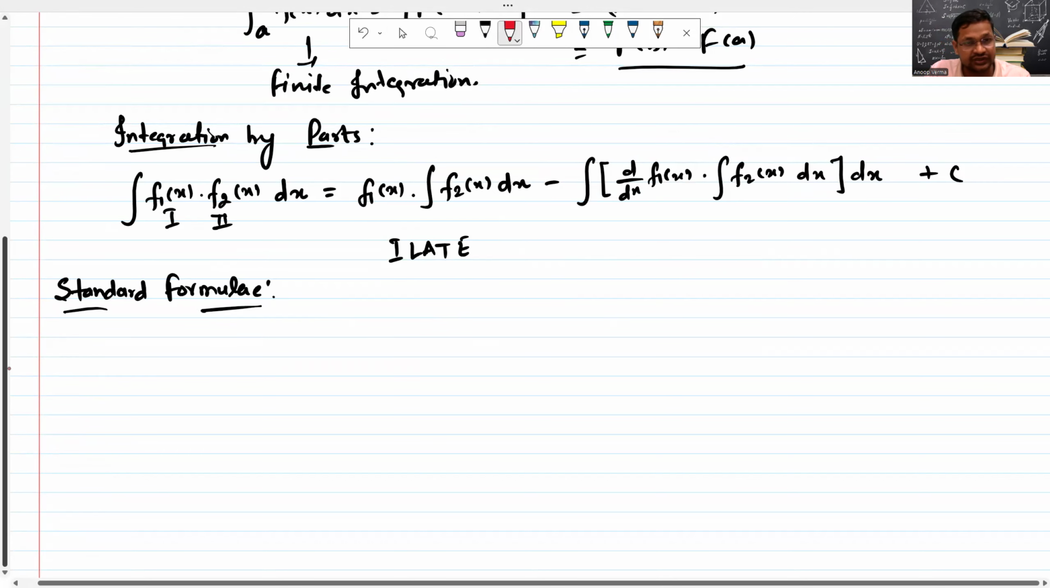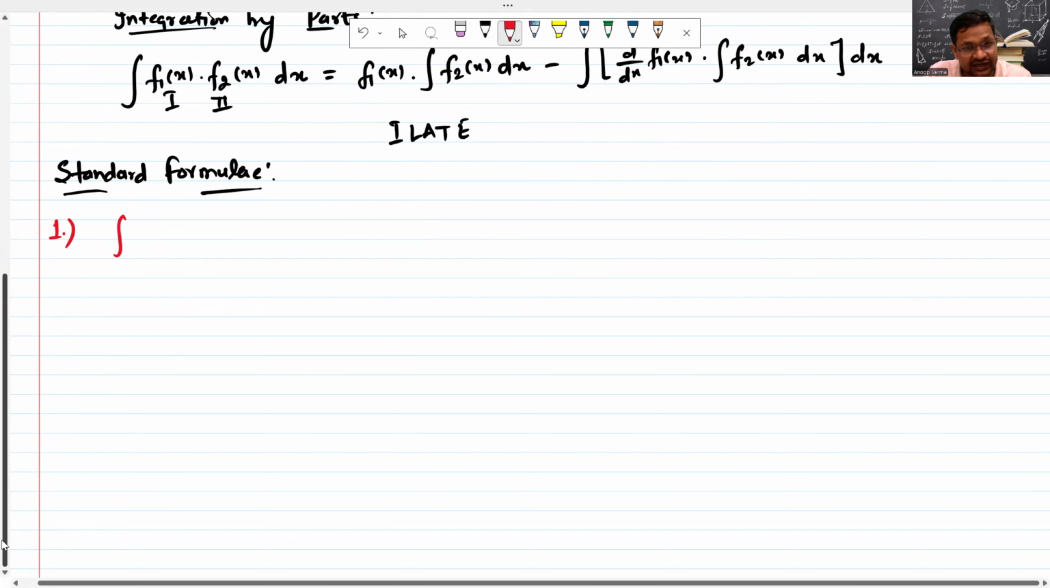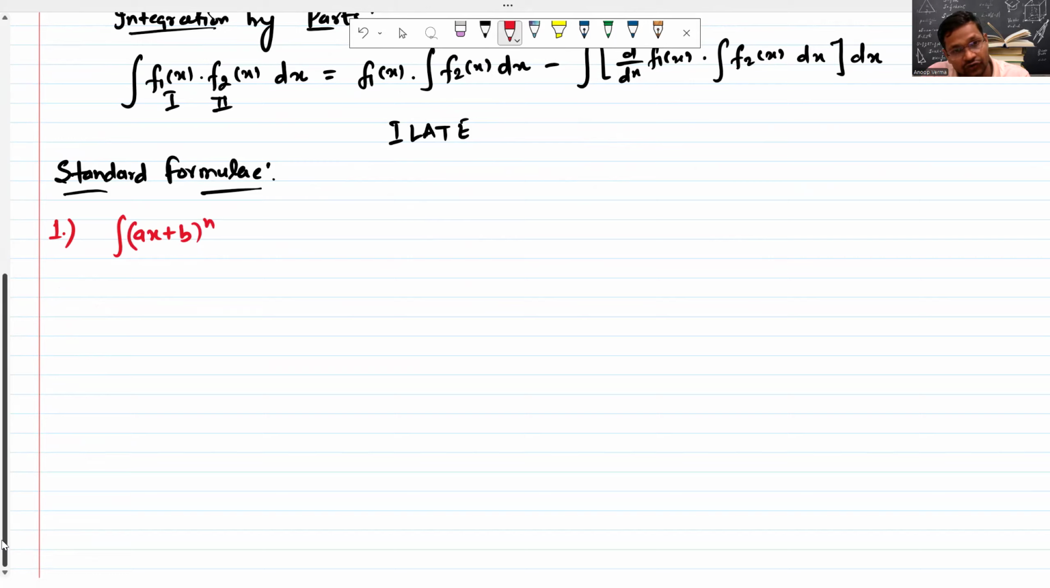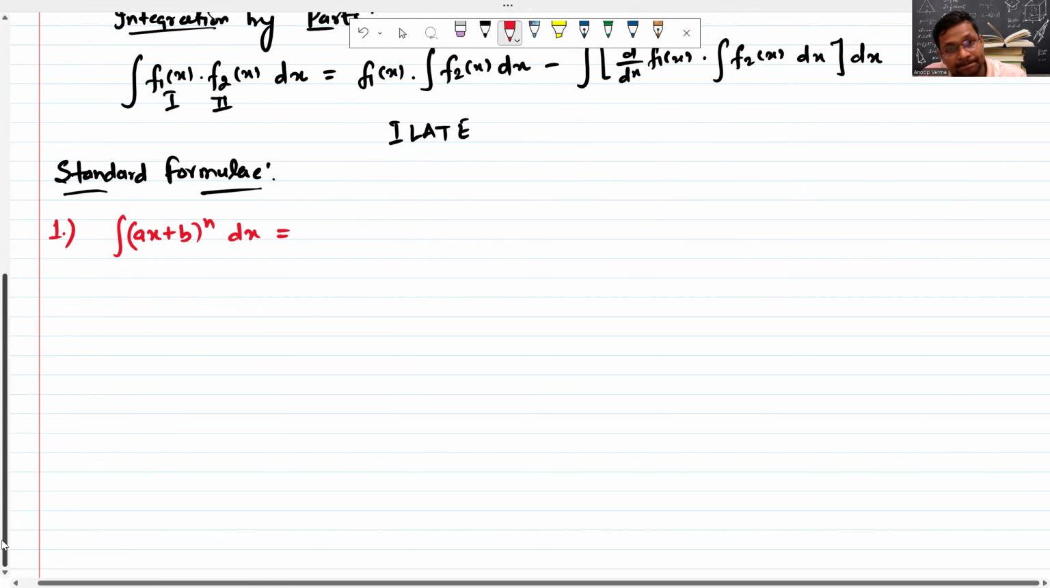Okay, so the first one, which is a very important formula, is the integration of (ax plus b) to the power n dx. We know that this is 1 by a, where a is the coefficient of x, which becomes the denominator, and this is (ax plus b) to the power n plus 1, the power raised by one, upon n plus 1, where n should not equal minus 1.